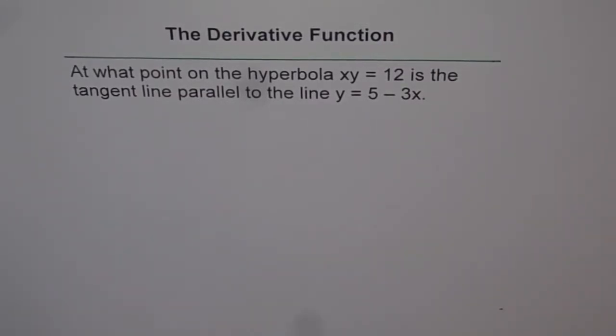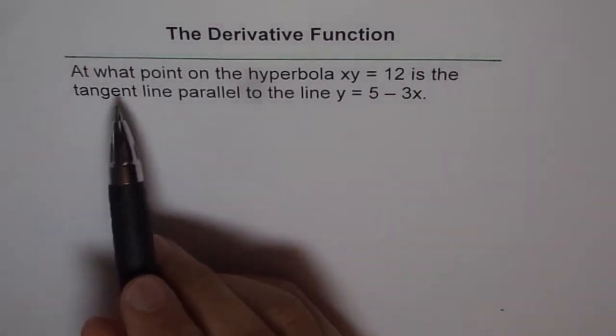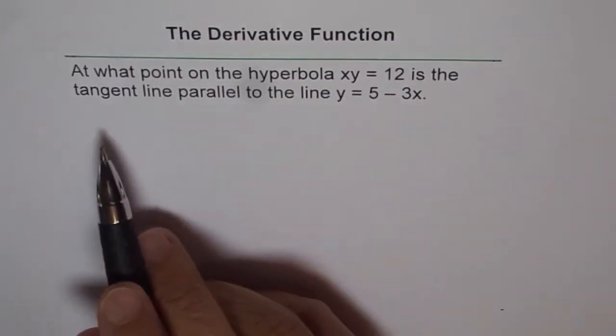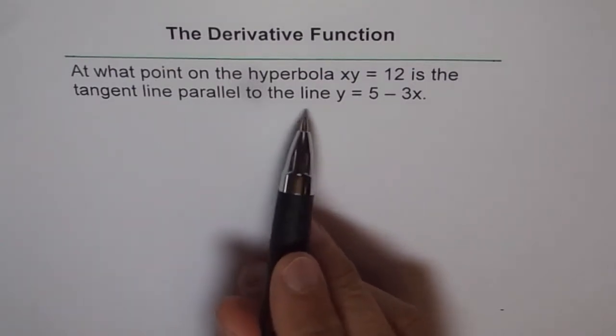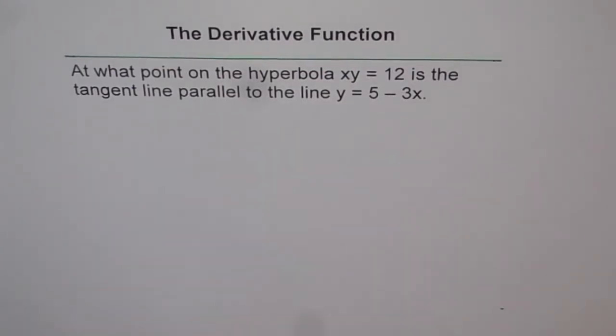The derivative function. Here's a practice problem for you. I'd like you to solve it and then look into my solution. The question is, at what point on the hyperbola xy equals 12 is the tangent line parallel to the line y equals 5 minus 3x? So try to solve this problem and then look into my solution.